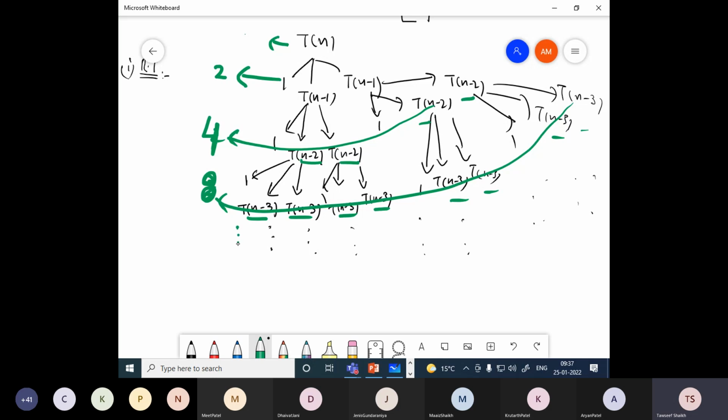So keeping on moving forward, we can write it as 2 power 1, 2 power 2, 2 power 3. So again, when we go beneath, we will reach a stage where it is the kth iteration. So at the kth iteration, the number of calls will be equal to 2 power k. Because this is the third iteration or third level, whatever you call it. And here it is only 1, which is equal to 2 power 0, the first one.